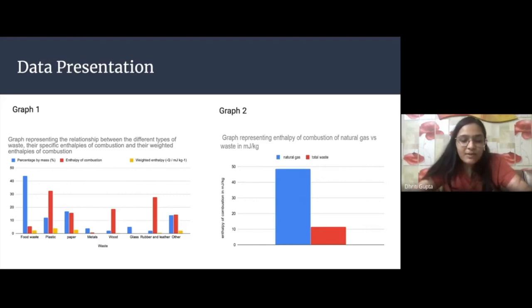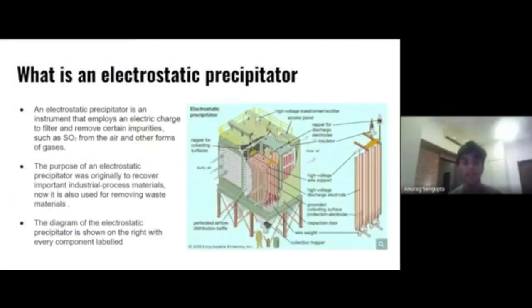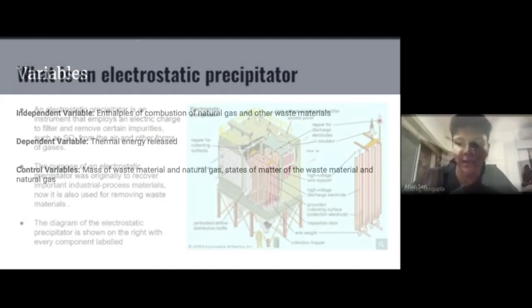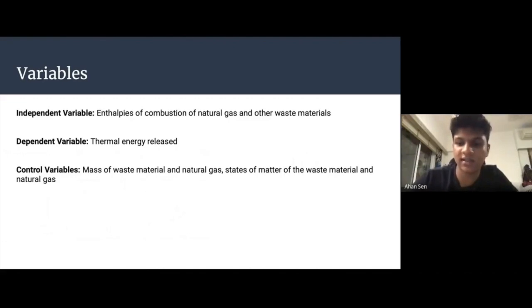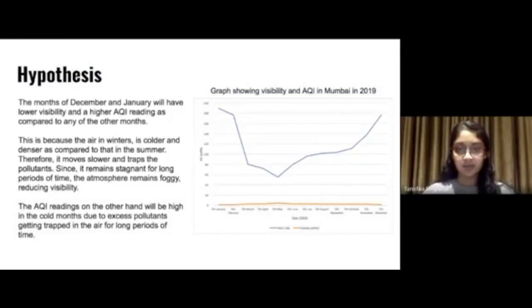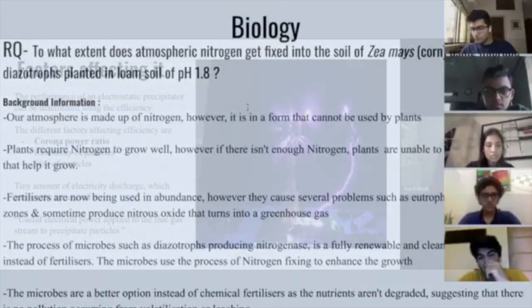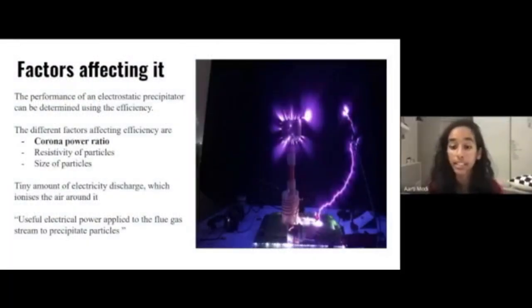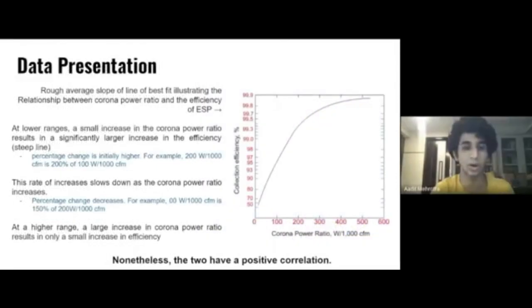The enthalpy of combustion of plastic and paper... Particulates. Our control variable is the mass and the states of matter of the waste material. Pollutants are trapped in the air for long periods of time. When plants require nitrogen, they make the process experience a force which causes them to accelerate in the opposite direction. The ratio between 200 watts per 1000 CFM to 100 watts per 1000 CFM is 2.